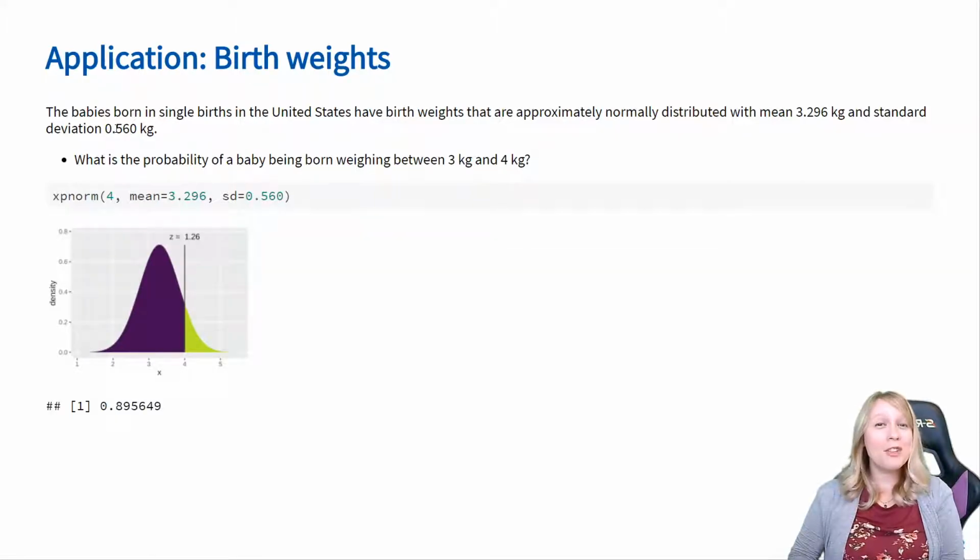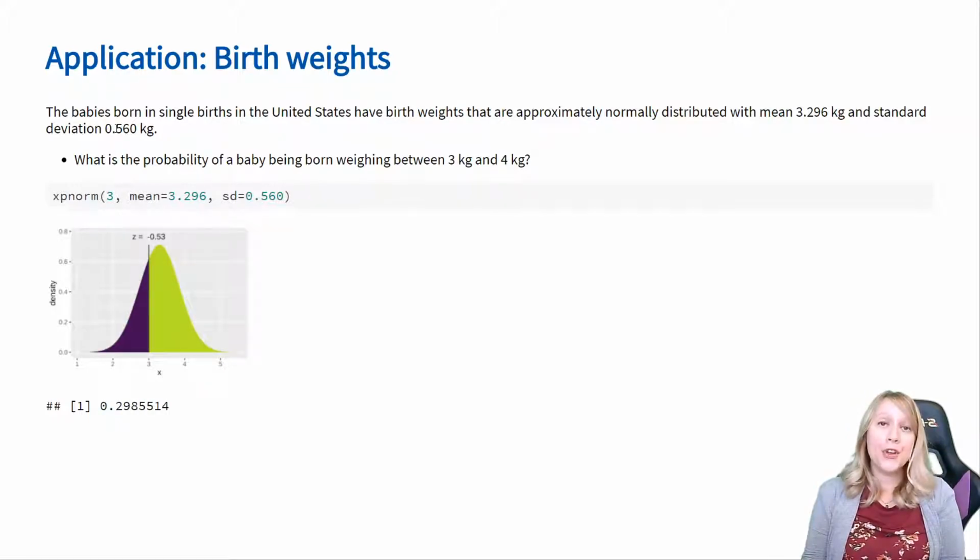Okay, so we're going to have to be a little bit creative in how we approach this problem. Let's zero in on that first question. What's the probability of a baby being born weighing between 3 and 4 kilograms? Well, we know how to get the probability that a baby is born weighing less than 4 kilograms. We'll use xpnorm, our mean and standard deviation, as given. So 89.56% of babies are 4 kilograms or less when they're born.